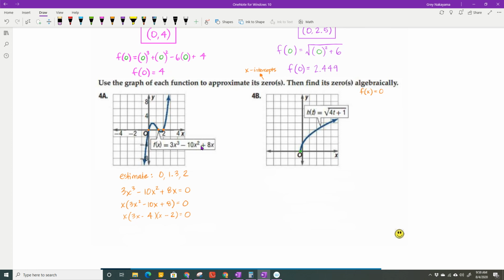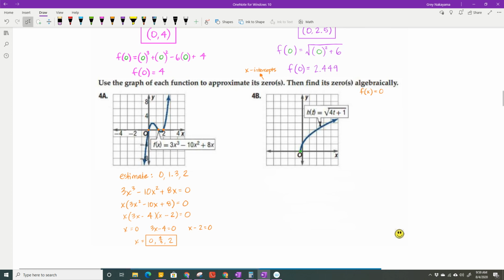Then you set each factor equal to 0. x equals 0. 3x minus 4 equals 0. x minus 2 equals 0. And so x equals 0, 4/3, or 2. And in case you didn't know, 4/3 is the same as 1.3. So it was a pretty good estimate.